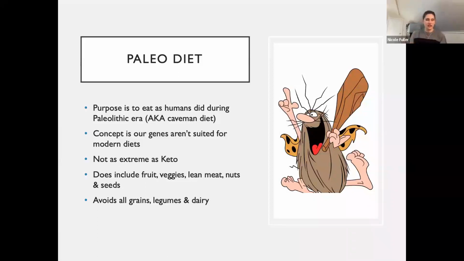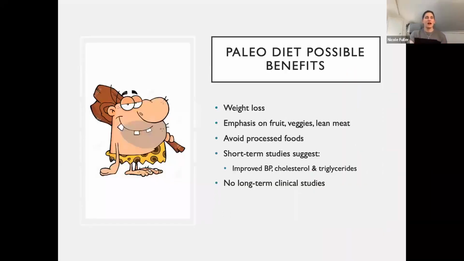Basically, if our ancestors could hunt or gather it, then it's allowed on the paleo diet. What are some possible benefits? Well, again, weight loss. Most of the time, if you're avoiding certain food groups, you're limited to what you can eat. You're probably not going to eat as much, and therefore you're likely going to lose weight.